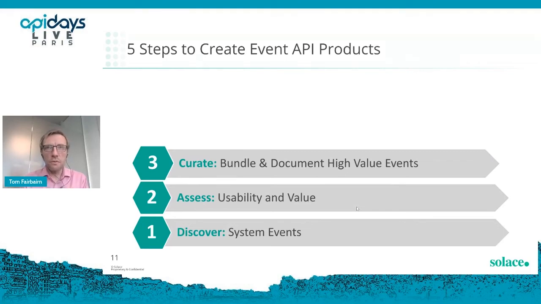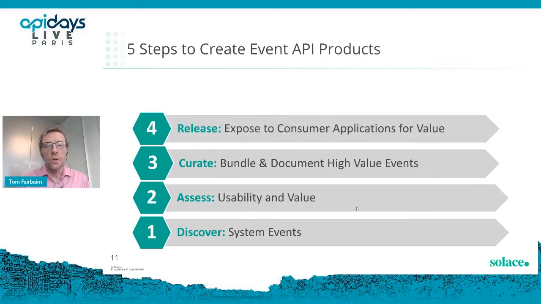Once we've gone to that phase, we now have a good understanding of which events are the high value ones, and we've started to add extra context to them so that we can understand them from a business point of view. Well, now we can start thinking about how we're going to publish those events as this single product, and expose it to consumers so that we can derive value from it.